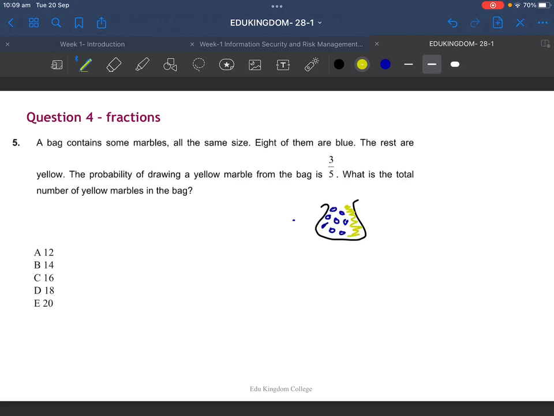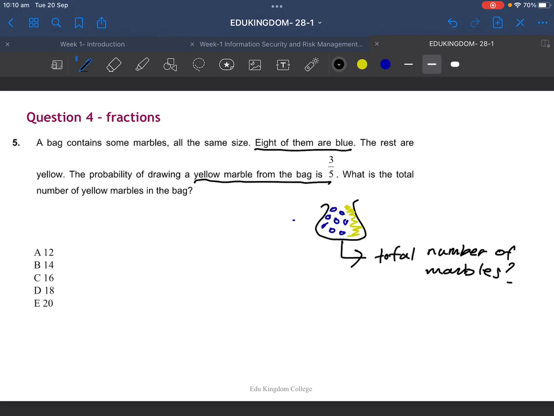We have to work with what we know. So let's go on to the question. 8 of them are blue. And we also know that the chance of drawing the yellow from the bag is 3 out of 5. But remember, when we're dealing with fractions like these, we always need to know the total amount. We should be concerned about the total number of marbles, because after we find this out, we can just multiply the total number of marbles by 3 out of 5 and get our yellow marbles. But the question remains, how do we find the total number of marbles?